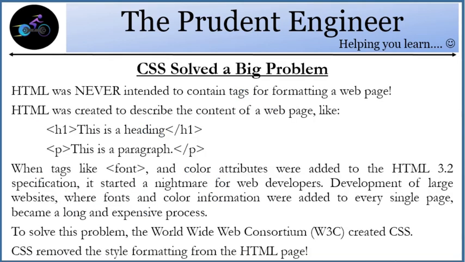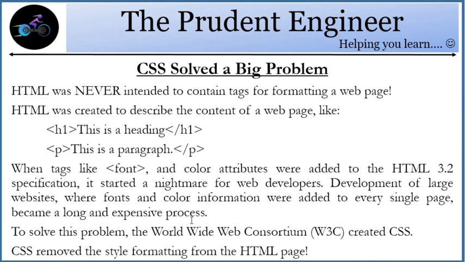Now CSS came into the picture because before CSS there was a big problem. HTML was never intended to contain tags for the formatting of the web page. It was only meant to describe the content of the web page, like the headings and the paragraphs. So when you also included the font color, it created a very messy setup. It was a very tricky and messy job for web developers, and in the development of large websites, the font and color information was added to every single page. It became a long, expensive, and tedious process.